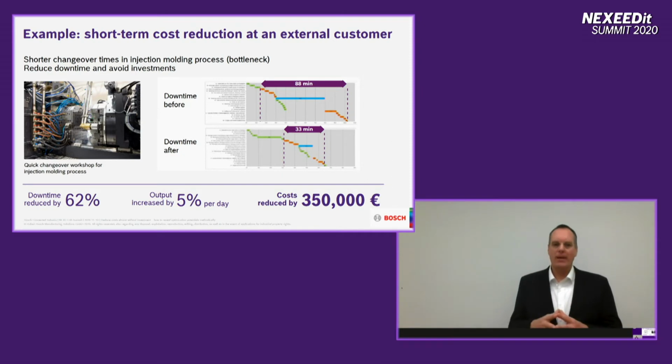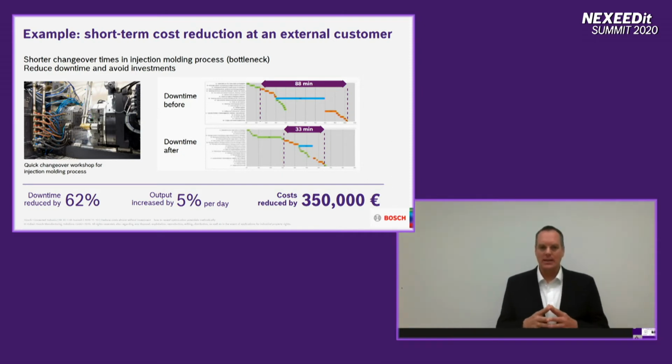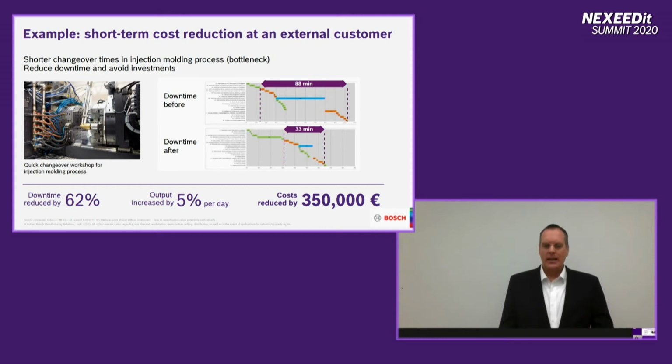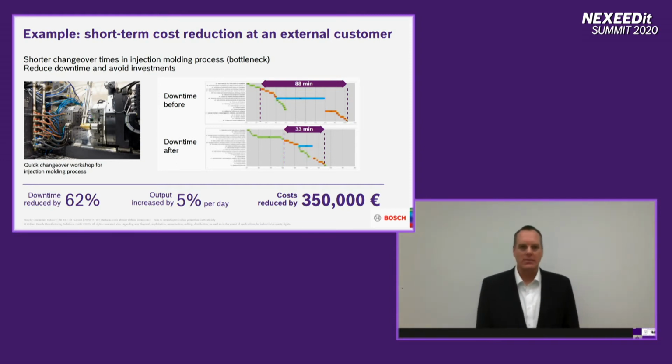By all of those measures, we could reduce the downtime by 62%. That means 33 minutes only instead of 88. That in all makes a 5% increase per day and a cost reduction of 350,000 euros over the year.